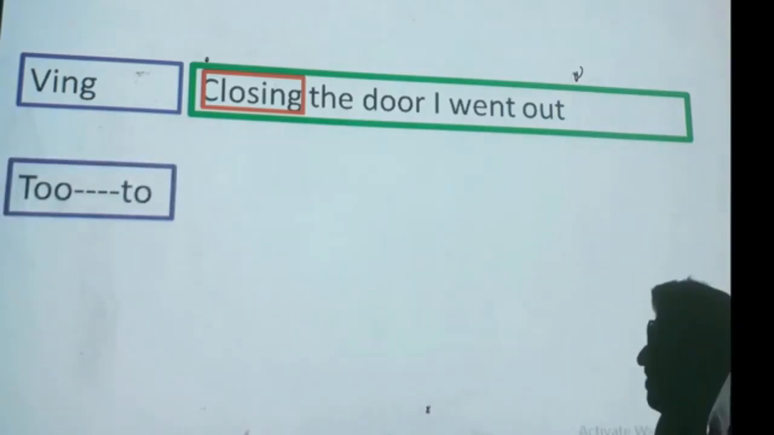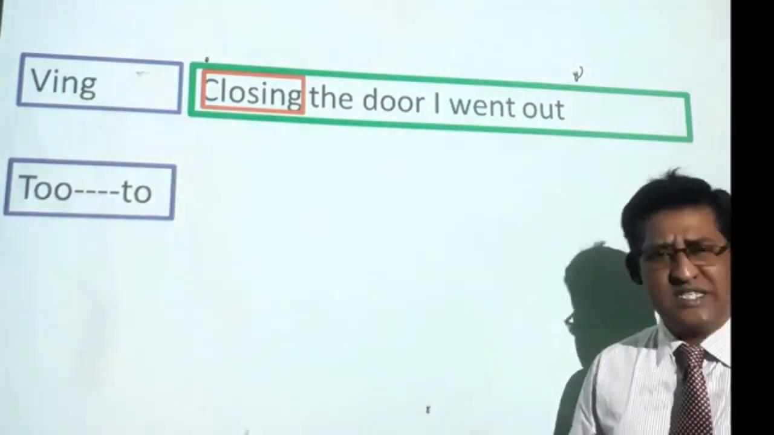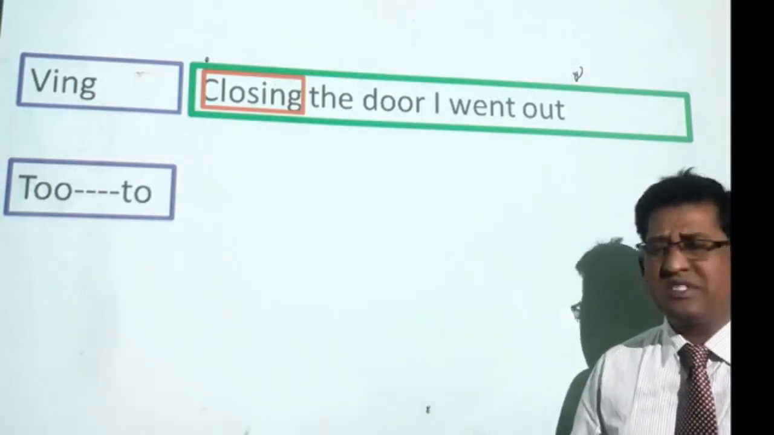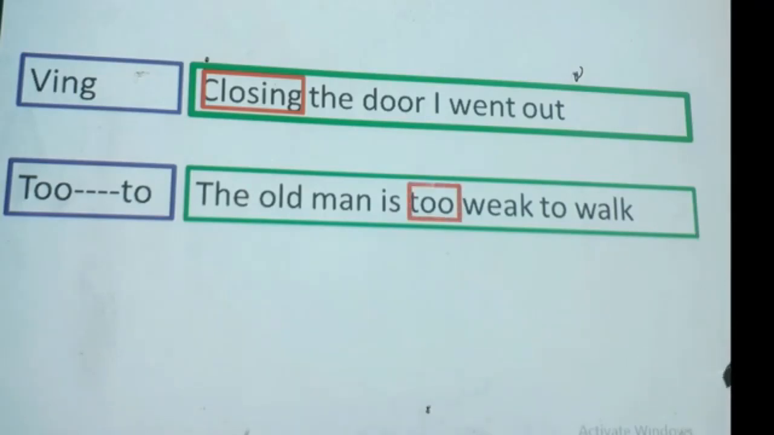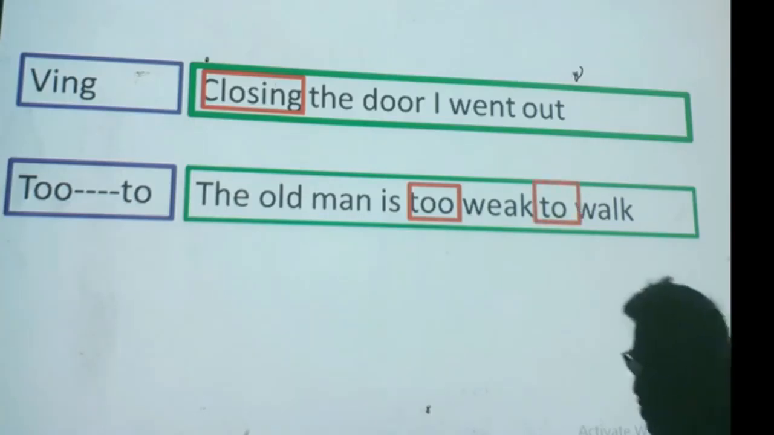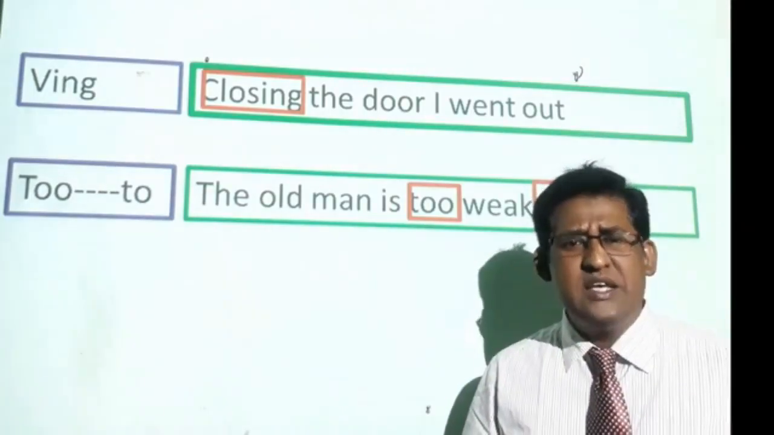Okay, when you see "too" in a sentence, then you will think the sentence is simple sentence. The old man is too weak to work. In this sentence, "too" because we are learning how to identify simple sentence.